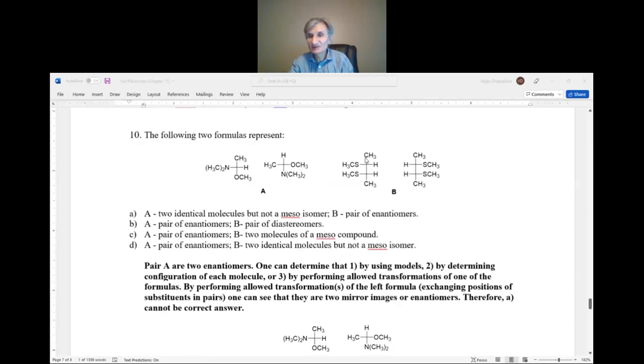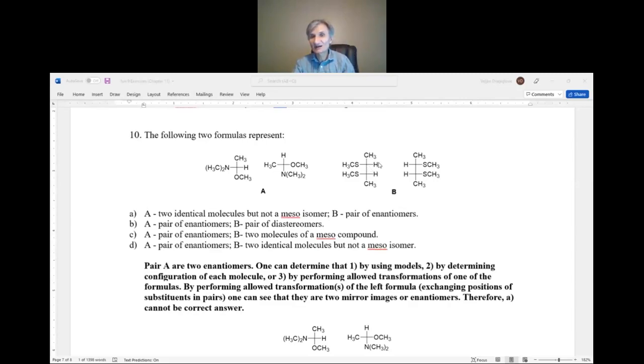So if you have two chirality centers, possibilities are that you have two identical molecules. Actually, sorry, with two chirality centers, you can't have two identical molecules. If you have chirality centers, then if it's not chiral, it has to be meso. So with two or more chirality centers, unlikely we'll have more than two.